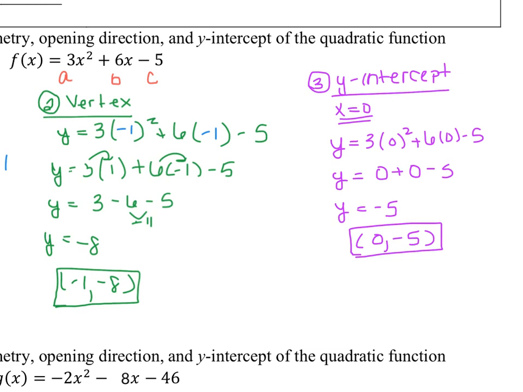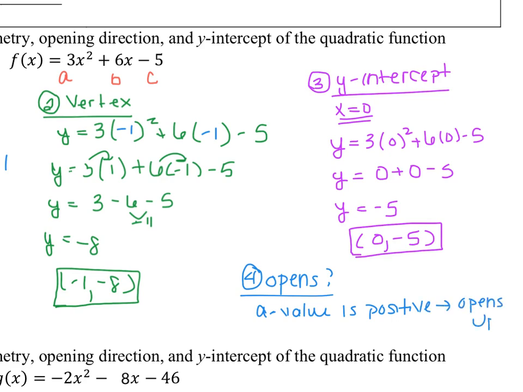Okay. And the last piece we need to complete this little puzzle is we need to figure out our opening direction. Okay. So that's your a value. So for this one, we have to decide, is the a value positive or negative? So we're going to go back up to our equation. So the a value here is a 3. Well, that's a positive 3. So a value is positive, which means it opens up. And we know that because the a value is positive.